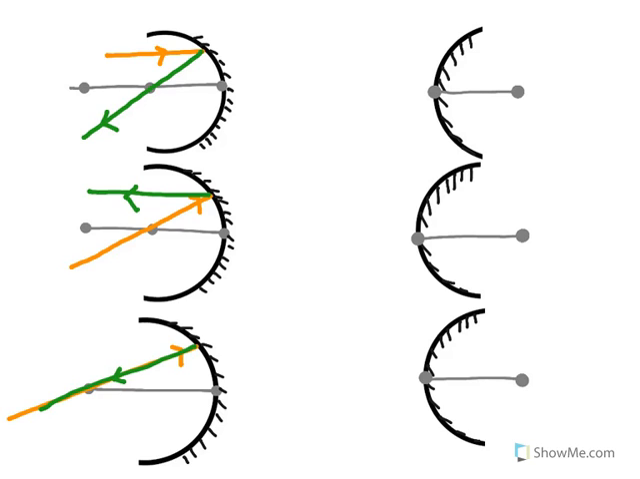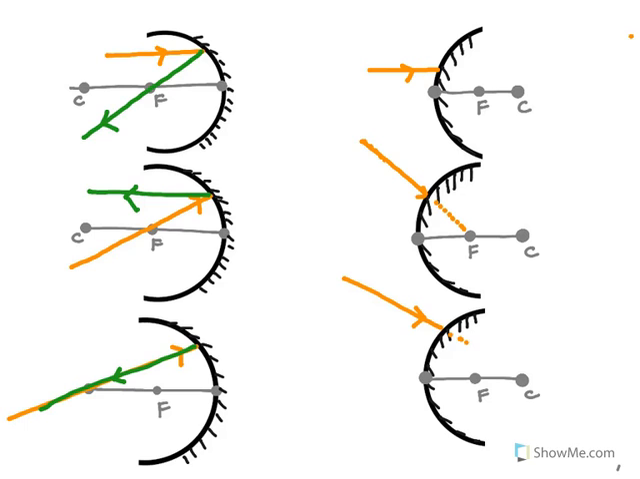This was for concave. Now let us see the rays for convex. Again we had 3 rays. One ray which was parallel to the principal axis, the other heading for the principal focus, and the third one heading for the center of curvature.